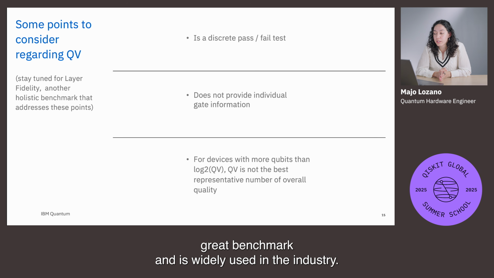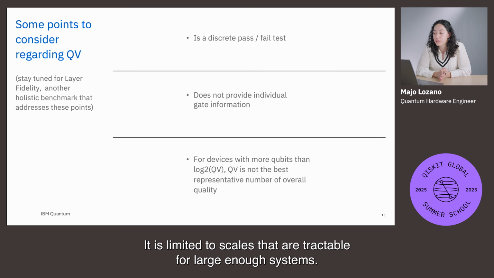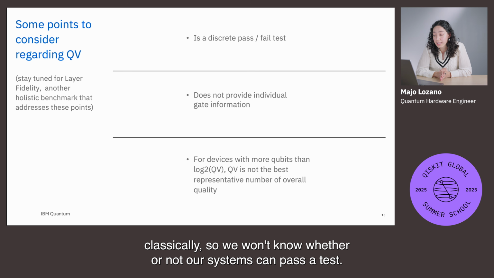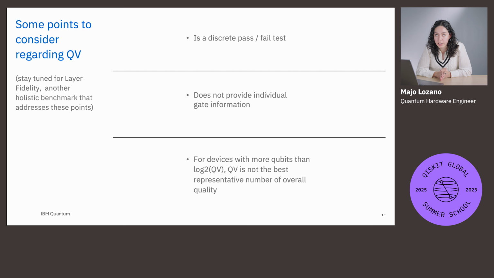Quantum volume is a great benchmark and is widely used in the industry, but there are some points that we should take into account. First, quantum volume is a discrete pass or fail test, and it relies on classical simulation. It is limited to scales that are tractable. For large enough systems, quantum volume experiments will soon become too large for us to simulate classically, so we won't know whether or not our systems can pass the test.